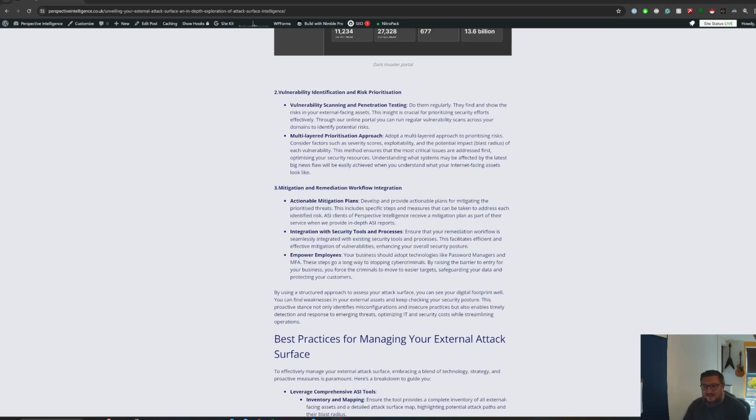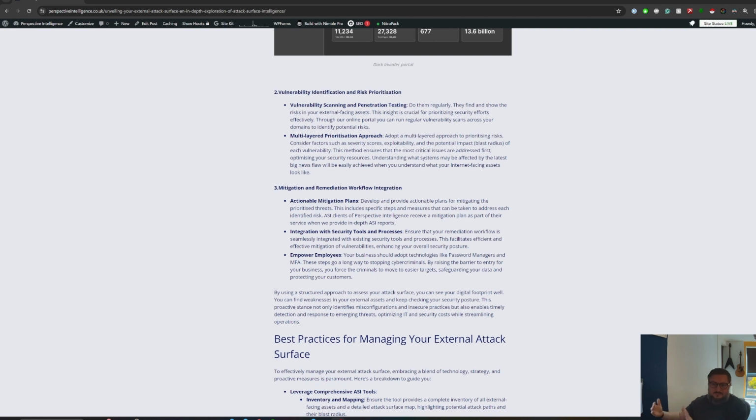The other thing we get to do there is also look at vulnerability identification. The Dark Invader portal allows us to run external vulnerability scans of a network. So you provide us the domains, the IP addresses that you care about. We can get those scans done from the outside, and then we can effectively give you that report which says, this is what it looks like from the outside.